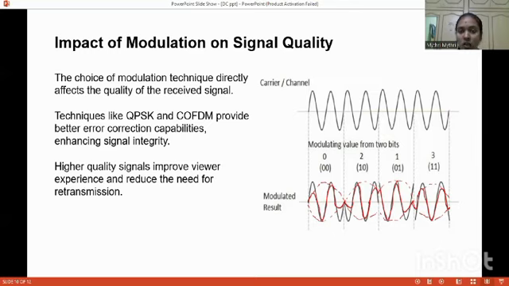As shown in the figure, carrier or channel signal first, unmodulated value from 2 bits. 2 bits means 0 for 00, 1 for 01, 2 for 10, 3 for 11. Modulated wave result.